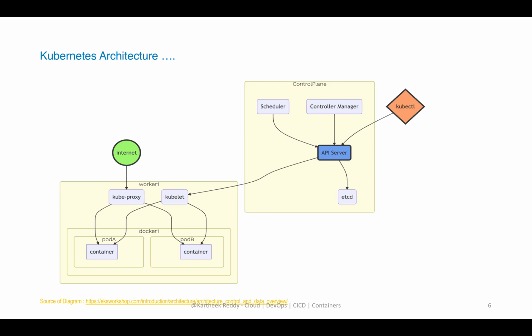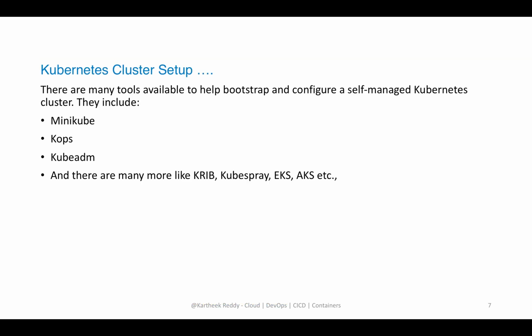So now, finally, how to set up the cluster. There are many tools available to help bootstrap and configure a self-managed Kubernetes cluster. A few of them are Minikube, Kops, KubeADM. What is Minikube? Minikube is a tool that makes it easy to run Kubernetes locally. Minikube runs a single node Kubernetes cluster inside a virtual machine on your laptop for users looking to try out Kubernetes. So basically it's a learning environment. I would recommend doing a lab using Minikube to understand the concepts practically.